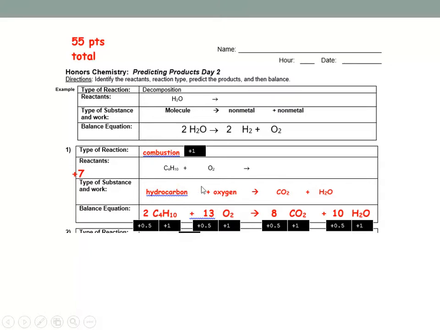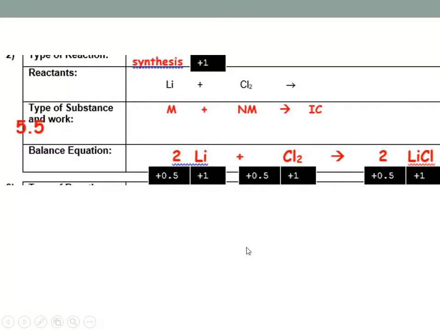You should notice that it's a hydrocarbon with oxygen, so that's going to give you products of CO2 and H2O. You just have to know that. Because this is an even number of carbons, you're going to double the hydrocarbon. So then you should have 2 C4H10 plus 13 O2 arrow, 8 CO2 plus 10 H2O, and those are all in lowest terms. Number 2, you should have synthesis.